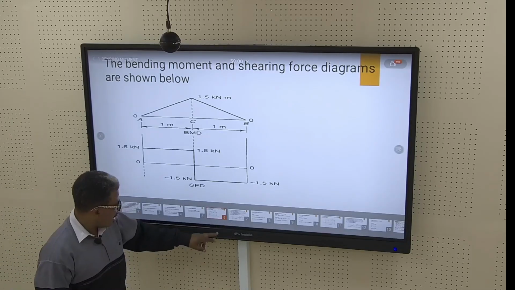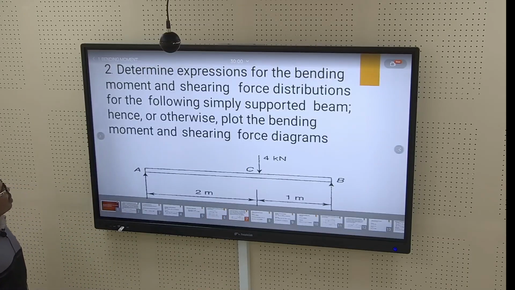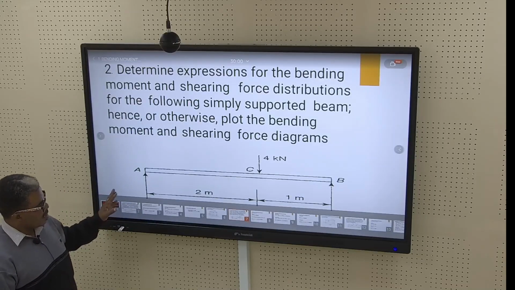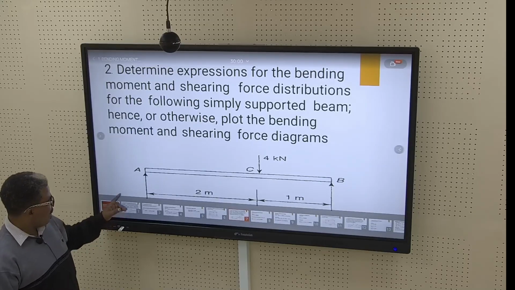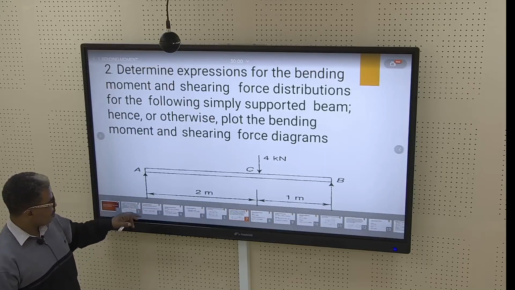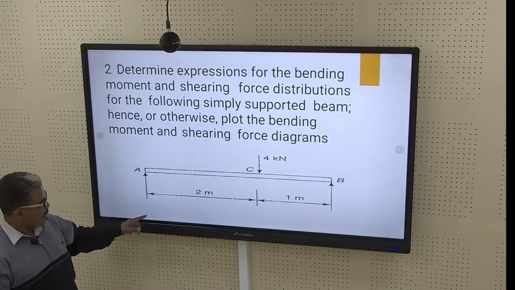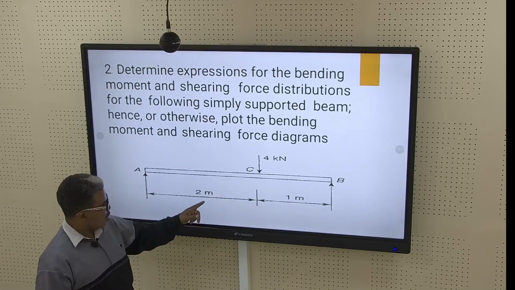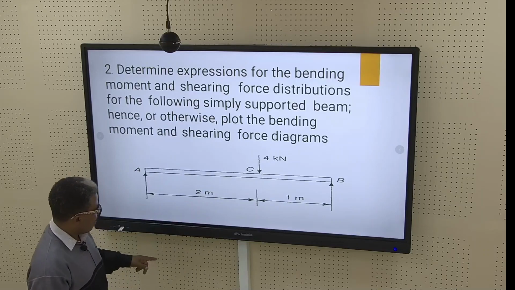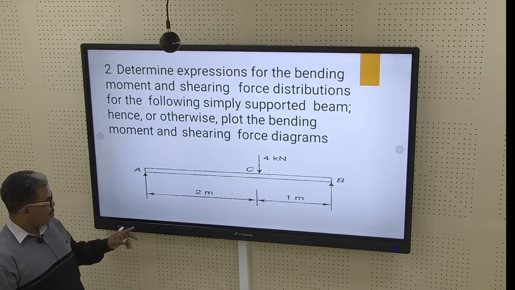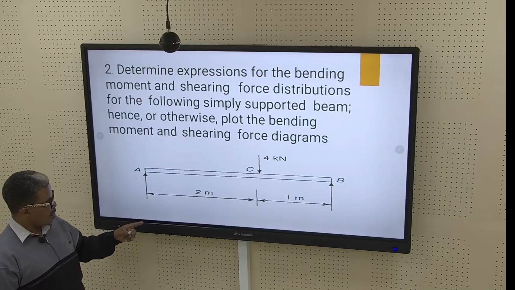Let's see another example for a simply supported beam again, but this time the load is not at the center. So we have to calculate again the reaction at A and the reaction at B. However, in this case, the force acting downwards is not located at the center. As you can see, the total length of the beam is 3 meters, but from A it is 2 meters, and from B it is 1 meter.